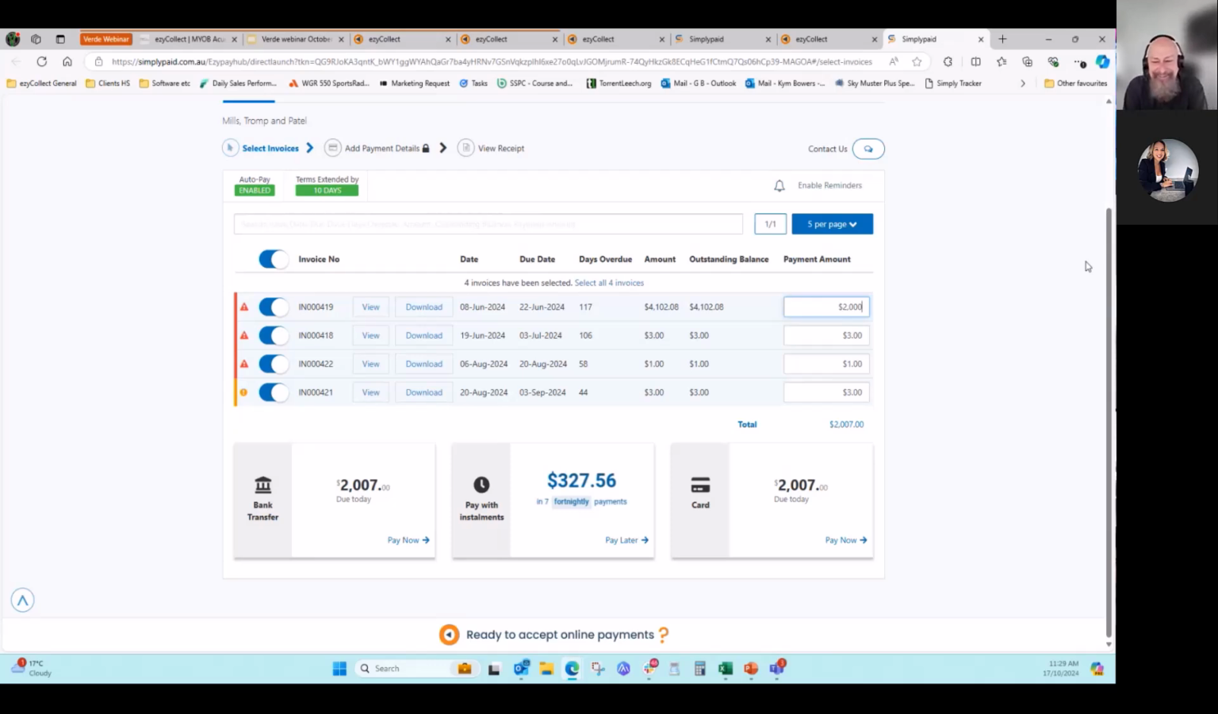Could I just ask how the payments flow back into the bank? Like, how do they come into our bank?